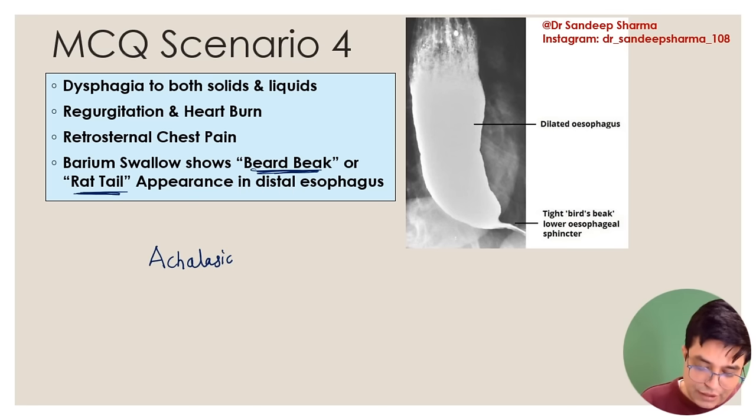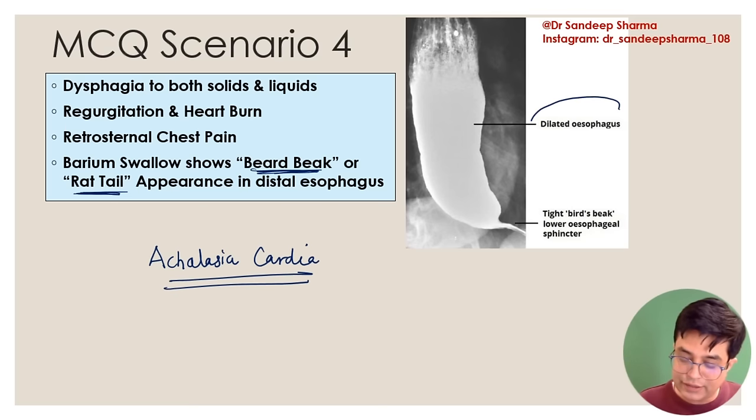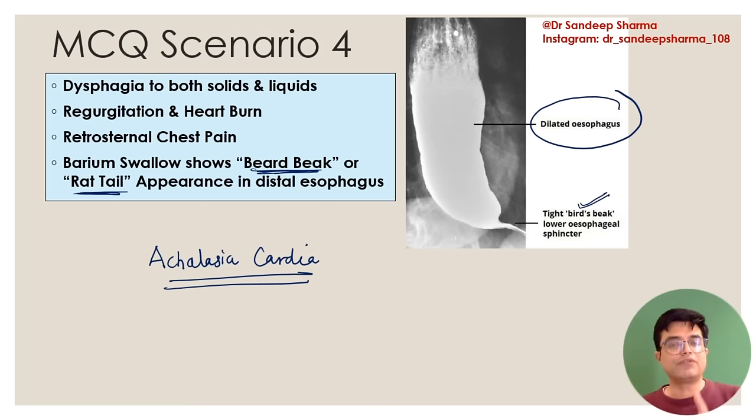Achalasia cardia. Have a look at the picture. You can see that there is a dilated esophagus and there is a bird's beak-like appearance of the lower esophageal sphincter. It looks like a bird's beak. There is a big bird and then its beak in the front. So there is a bird with a pointed beak in the front. Sometimes it is also called a rat tail appearance. Although the term rat tail appearance is controversial, and it has also been described sometimes in carcinoma esophagus.